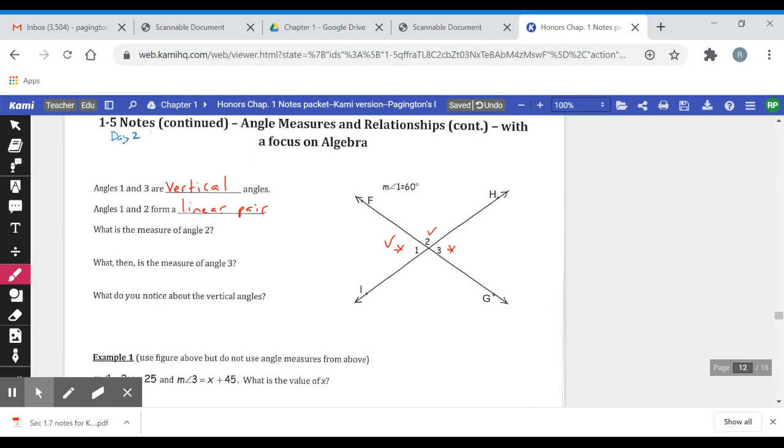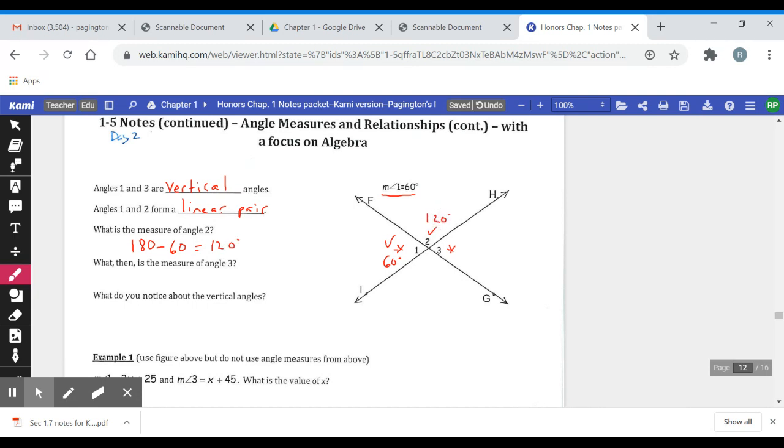The next thing it says is, what is the measure of angle 2? Well, I can see up here that it says angle 1 is 60. So I'm going to put that in the angle 1 spot. And if angle 1 and angle 2 form a straight line or a linear pair, then we know that angle 2 has to be 180 minus 60, which is equal to 120 degrees.